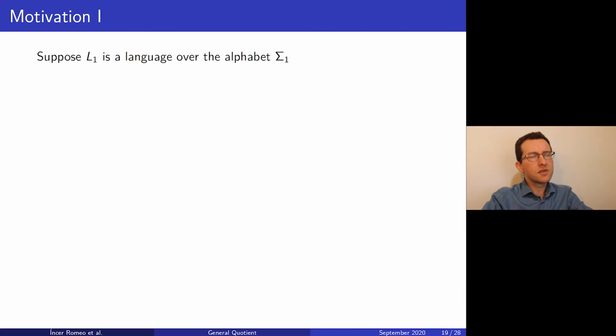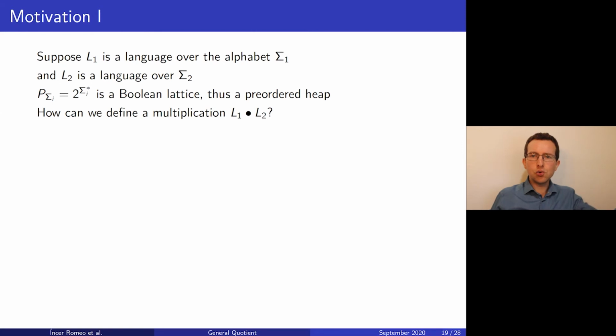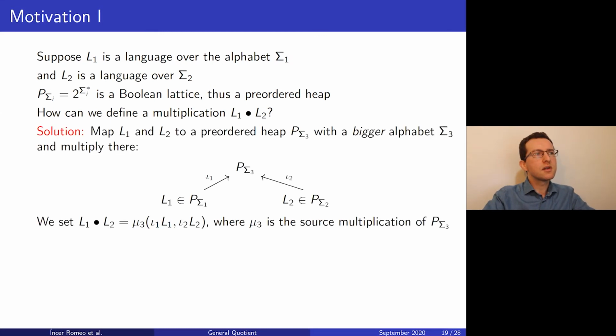Like in this example, suppose that L1 is a language over the alphabet sigma 1, and L2 is a language over sigma 2. We can set a preorder heap to be the language over the given alphabet. We know this is a Boolean lattice, therefore we know it is a preorder heap. The question is, L1 and L2 are living in different worlds, are defined in different domains. How do we define an operation that allows us to merge these two objects?